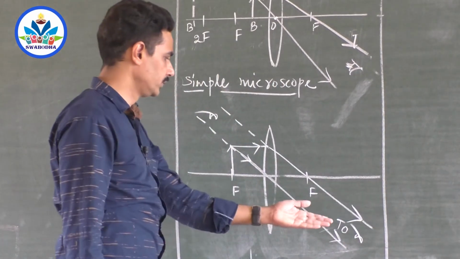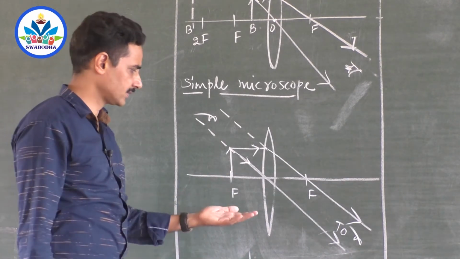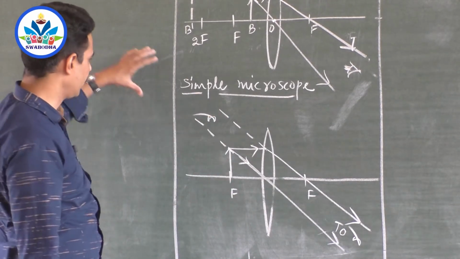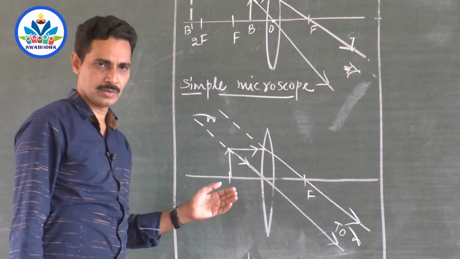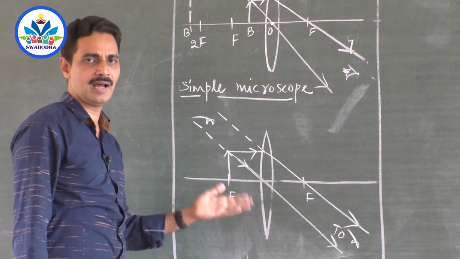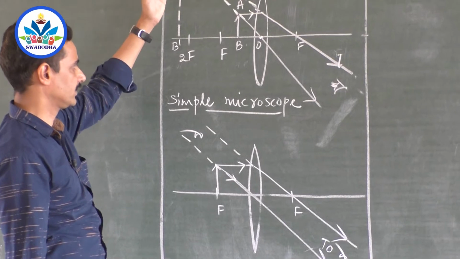These two rays move to infinity. So we say that the image is formed at infinity. Infinity in the sense, compared to the size of the lens, the image is very large and it is formed far away. So this is also a microscope. A very enlarged image is formed. So here a limited enlarged image is formed.